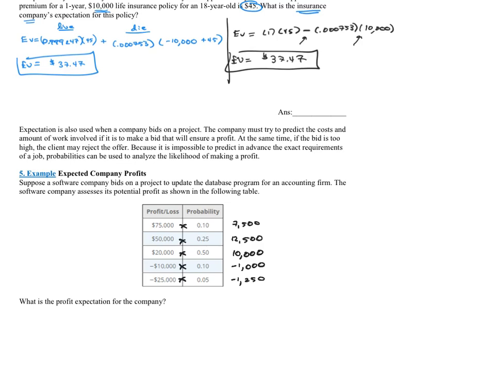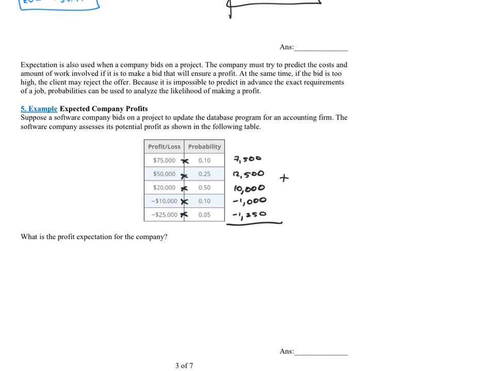So that would be the probability times the win or the loss. And then again, all we have to do is add all these numbers together. So add all these numbers together and see what you get. I'm getting an expected value of $27,750. So what does that mean? It means if the company bids multiple projects of the same type, that they should expect a profit of approximately $27,750 for each project they completed.